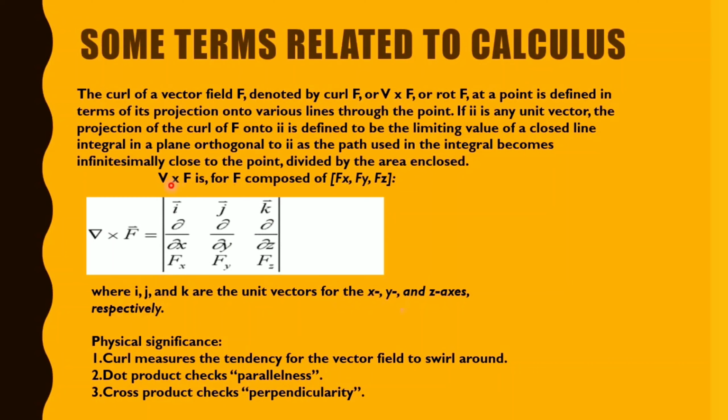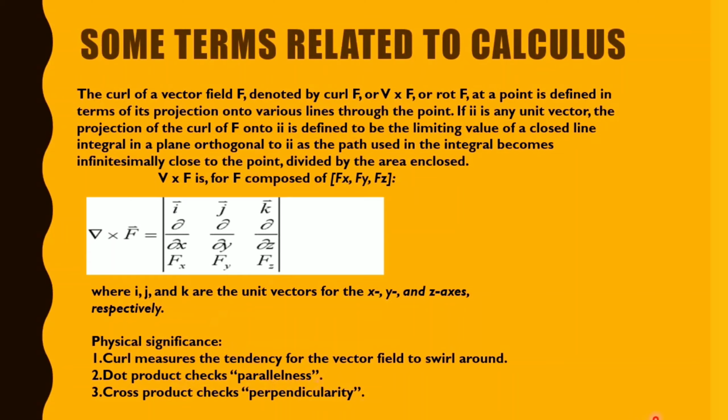Okay, and see, F is composed of Fx, Fy and Fz. So it shows that the projection of the curl of F is defined to be the limiting value of a closed line integral in a plane orthogonal. Okay, so now what is the significance? Curl measures the tendency for the vector field to swirl around, that means to move around. The curl measures this tendency. Dot product checks the parallelness, and the cross product checks the perpendicularity.